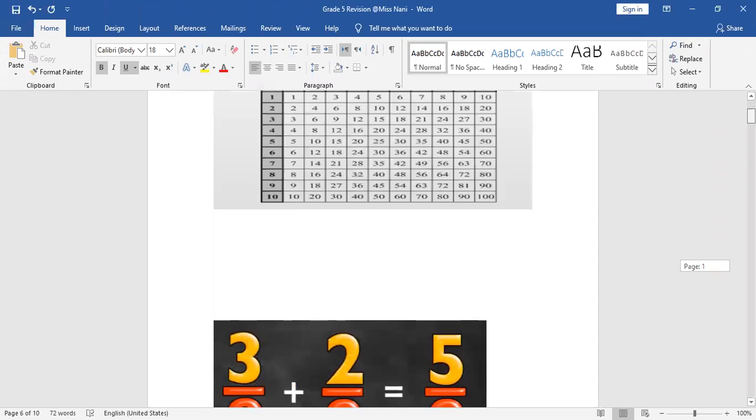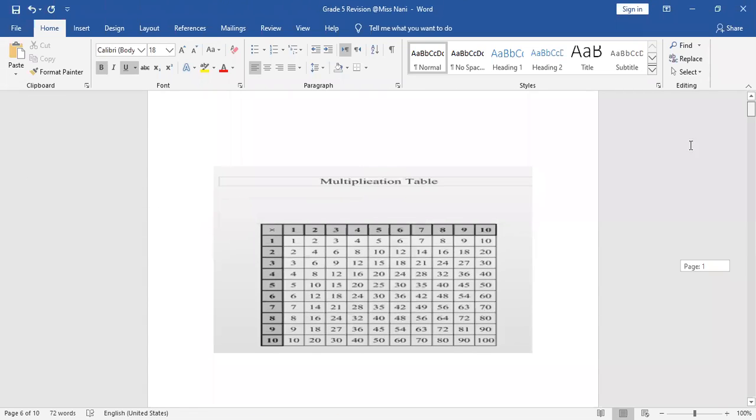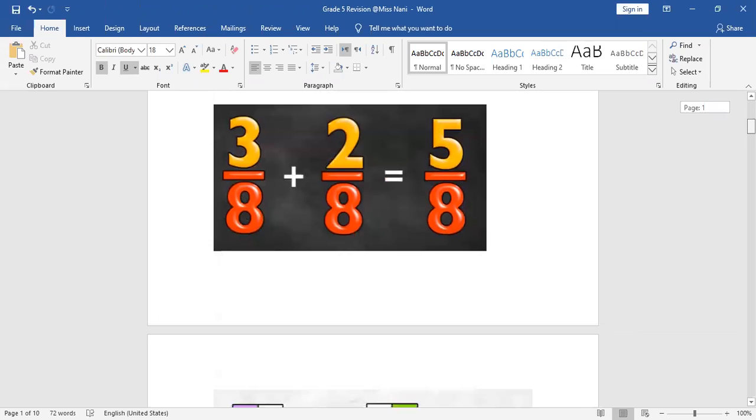So here is the multiplication chart, which I want you to do. It's from 1 to 10. The first row is skipping by 1, the second row skipping by 2: 2, 4, 6, 8, 10. The third row skipping by 3, and so on until hundreds. So I want you to retain it, save it. It will help you to understand multiplication and division.